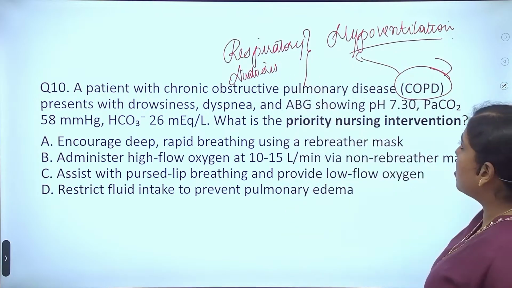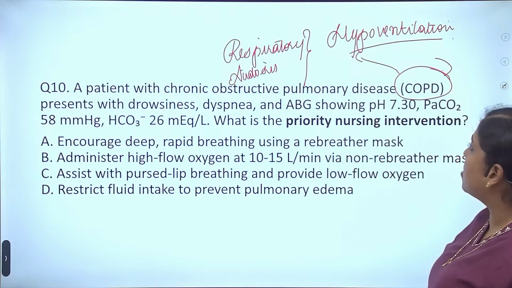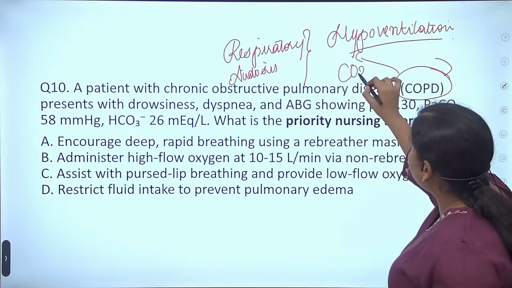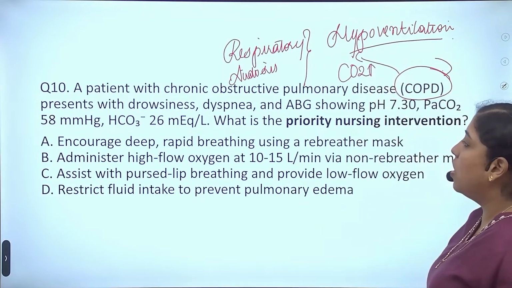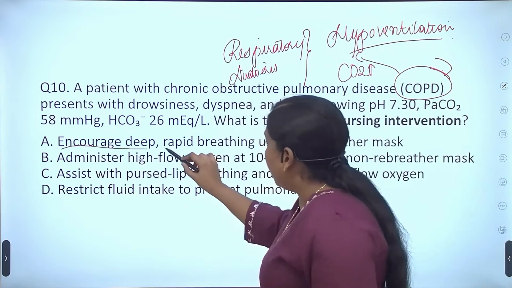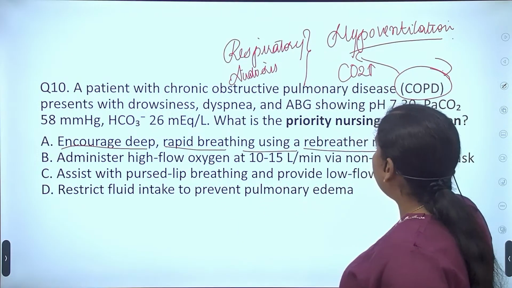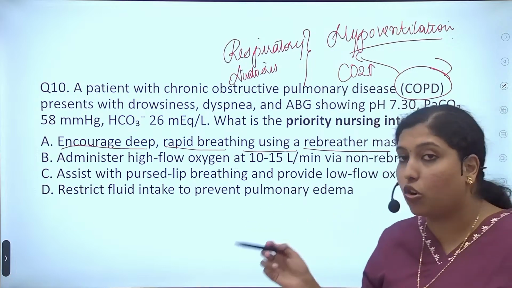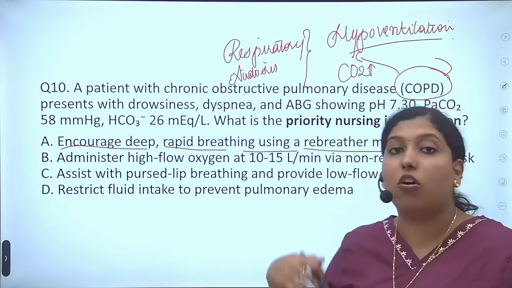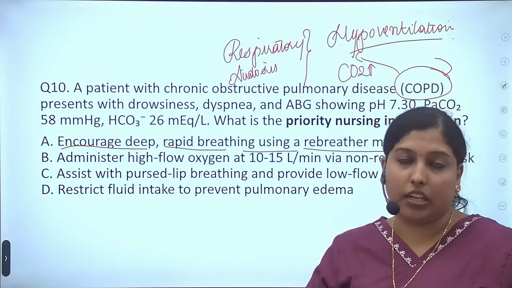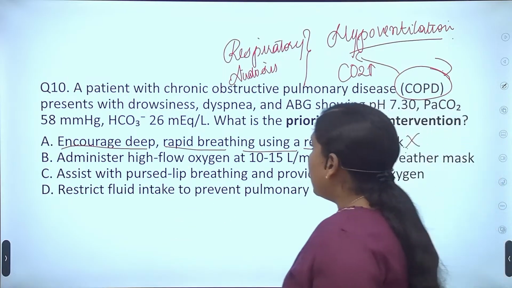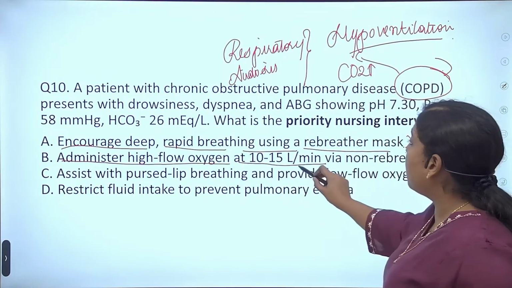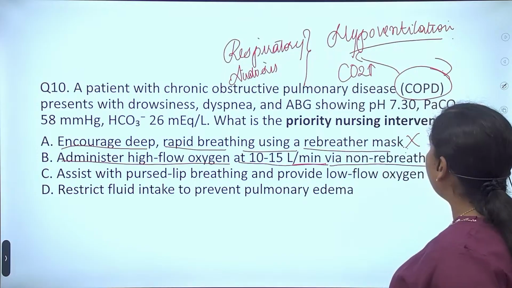So if the patient is in respiratory acidosis, what is happening? There is excessive CO2 inside the lungs. So, encourage deep, rapid breathing using a rebreather mask. This is going to further worsen the condition because it will cause fatigue, and an even greater amount of CO2 can be retained in the lungs. Administer high flow oxygen at 10 to 15 liters per minute via a non-rebreather mask.